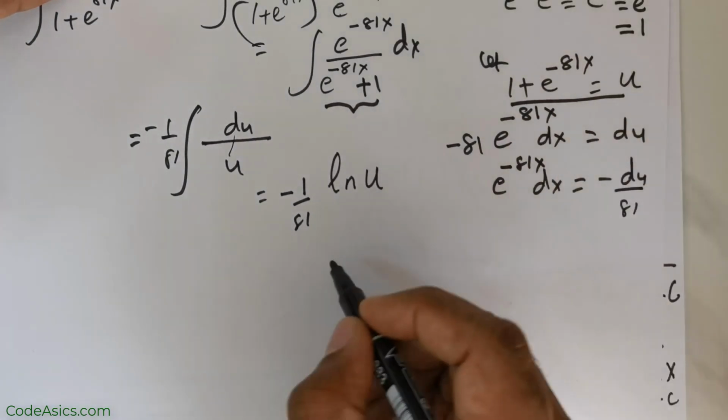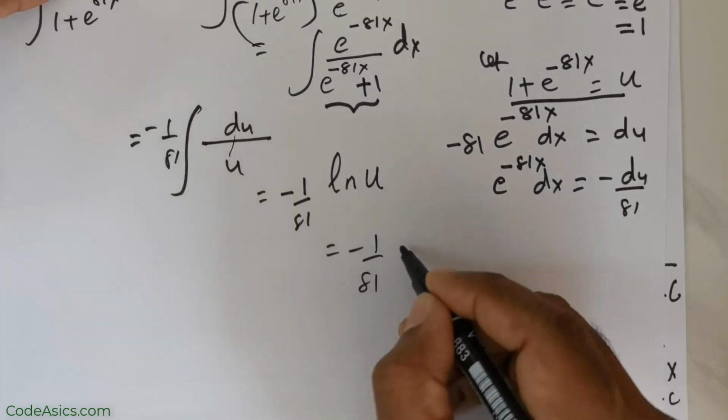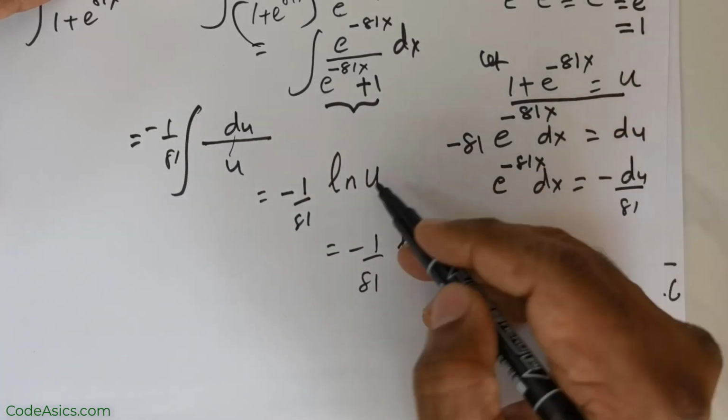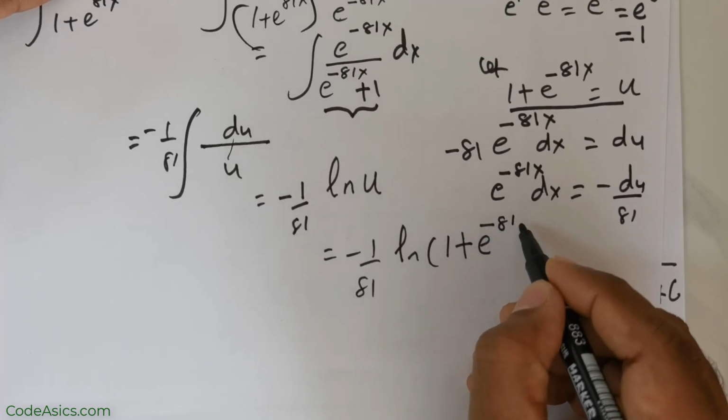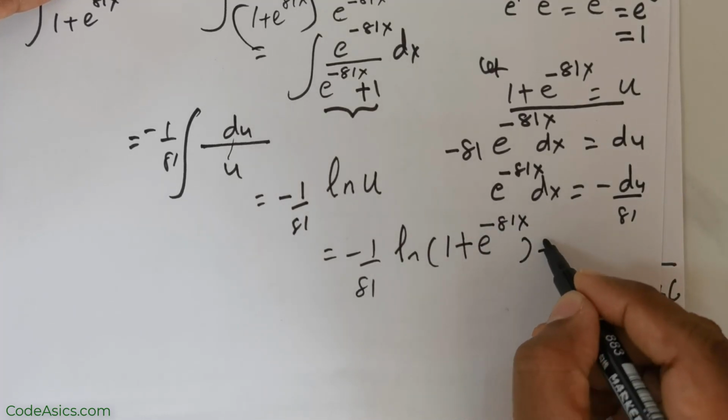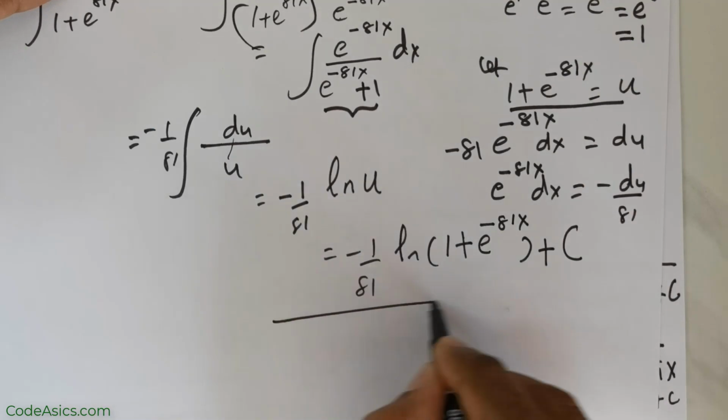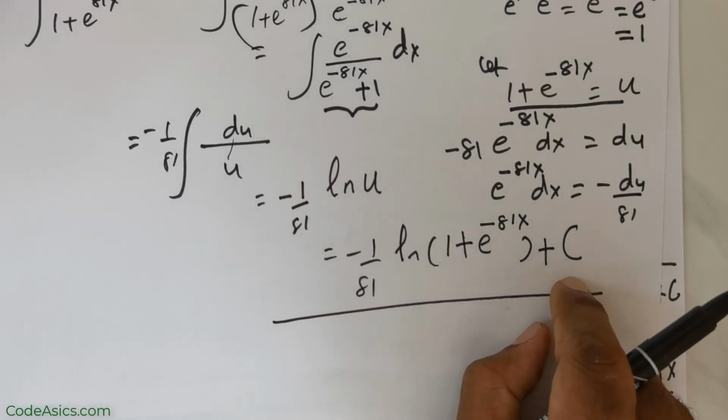Now u, what is u? This is nothing but 1 over 81 times ln of, in place of u, you substitute this value, 1 plus e raised to the power of negative 81 times x, plus arbitrary constant. You need to add this arbitrary constant.